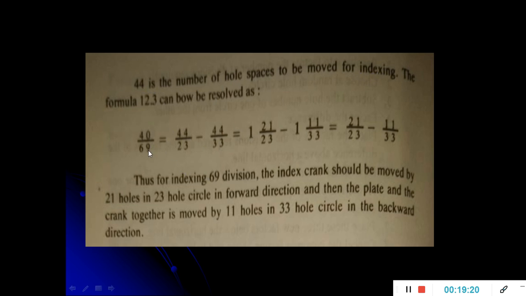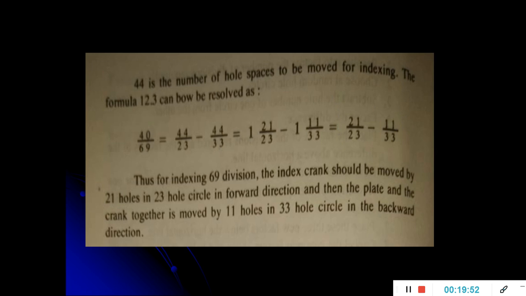So 40 by 69 is equal to 44 divided by the first indexing hole circle 23 minus 44 divided by the second indexing hole circle 33. Rewrite this 44 by 33 as 121 by 23. So 23 ones are 23 plus 21 is 44, so 44 by 23 is written in this fashion. So the 1 gets cancelled here, leaving 21 by 23 and 11 by 33. With this we can explain.